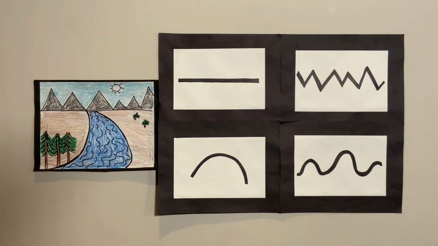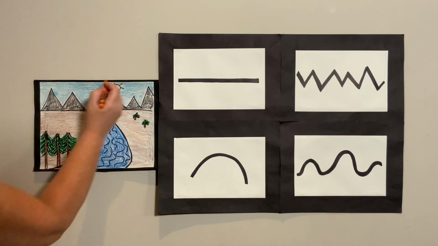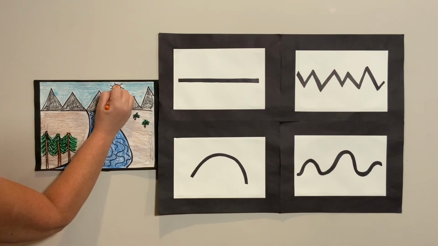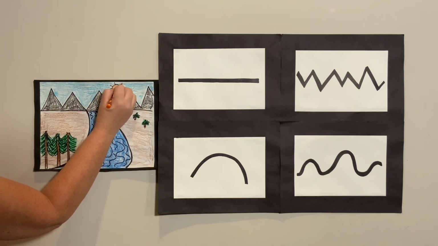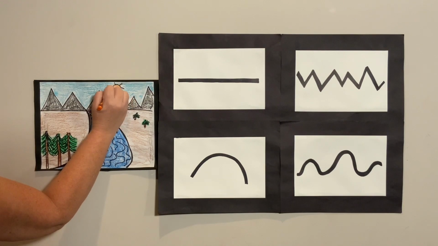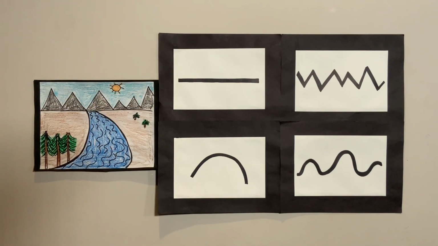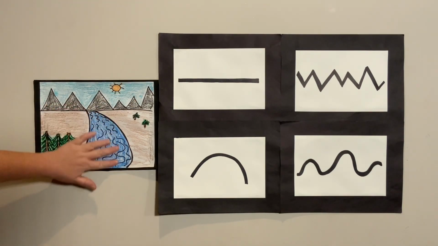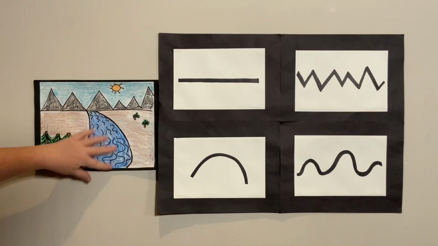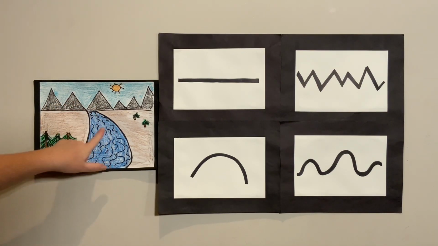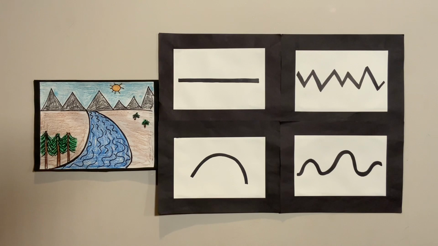Oh, and what am I missing? My sun. I'm going to put in a little light yellow orange sun. So if you notice the picture, the water stands out. That's a really nice looking river, huh? And you could see all of the wavy lines. I think you did a great job.